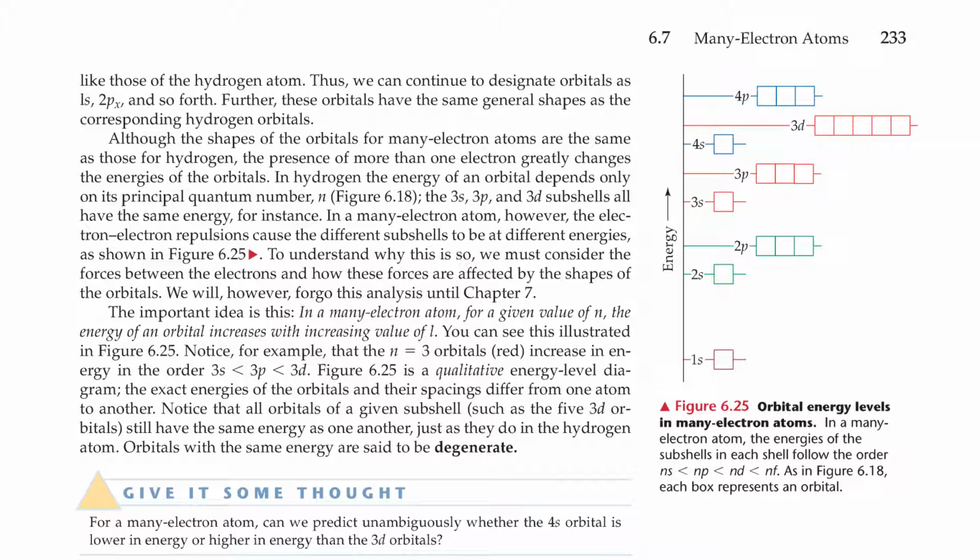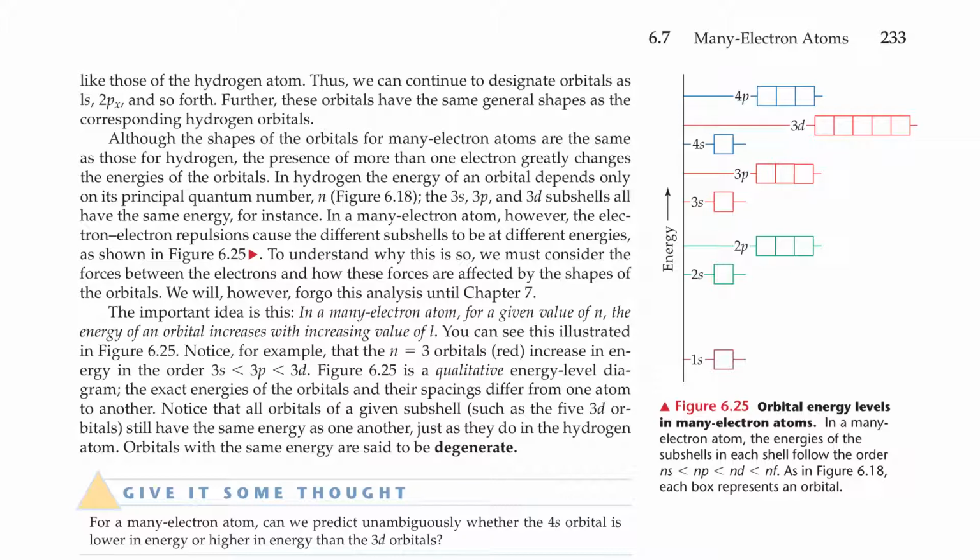Although the shapes of the orbitals of many-electron atoms are the same as those for hydrogen, the presence of more than one electron greatly changes the energies of the orbitals. In hydrogen, the energy of an orbital depends only on its principal quantum number, n. The 3s, 3p, and 3d subshells all have the same energy. In a many-electron atom, however, the electron-electron repulsions cause the different subshells to be at different energies, as shown in Figure 6.25. Figure 6.25, Orbital Energy Levels in Many-Electron Atoms.